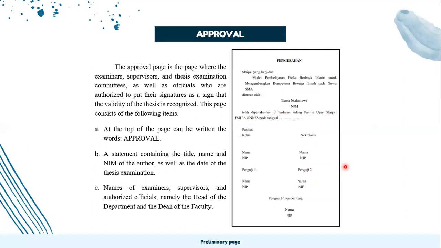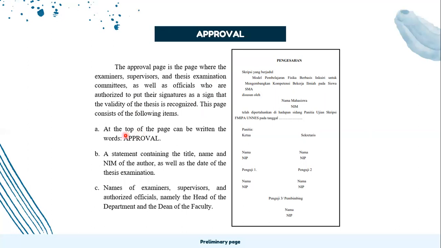The next part is about approval. The approval page is the page where the examiners, supervisors, and thesis examination committees, as well as officials who are authorized to put their signatures as a sign that the validity of the thesis is recognized. This page consists of the following items.